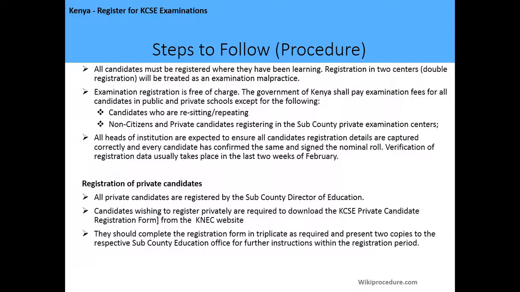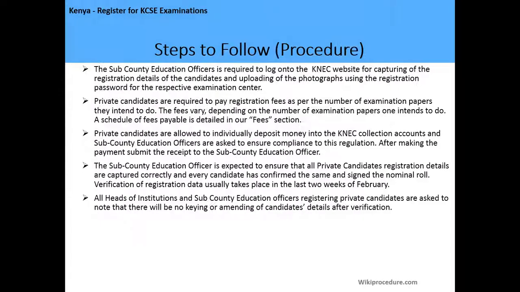Let's move on to the registration of private candidates. All private candidates are registered by the sub-county director of education. Candidates wishing to register privately are required to download the KCSE private candidate registration form from the NEC website, and they should complete the registration form in triplicate as required and present 2 copies to the sub-county education office for further instruction within the registration period, and retain 1 copy for themselves.